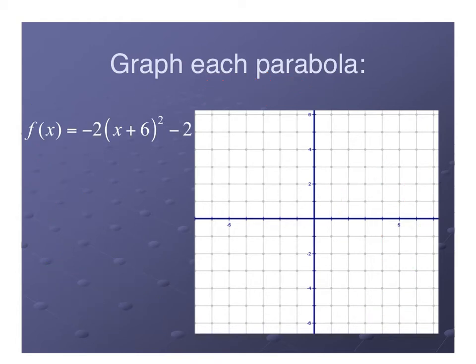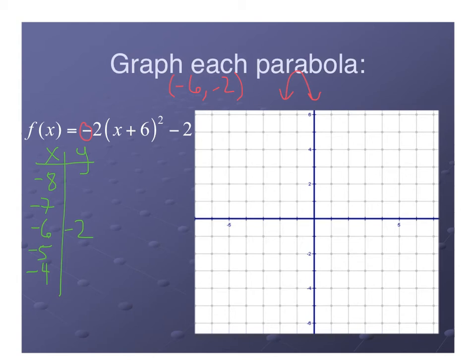Let's try one last one here. To get my vertex, I've got (-6, -2). I know this one's going to be opening down because it's got that negative sign out front. Let's set up that t-chart. Now here's where you're going to find out when that -2 really takes effect, within our t-chart. So (-6, -2) would be our vertex. And a couple points to the left, a couple points to the right: I'm going to have (-7, -8) and (-5, -4).